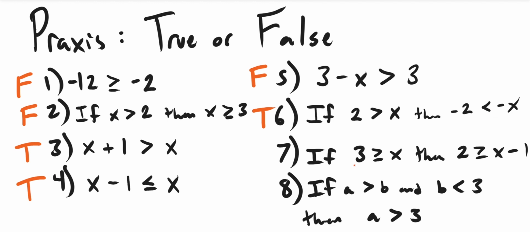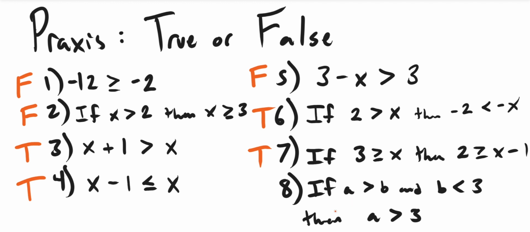How about 7? If 3 is greater than x, then 2 is greater than x minus 1. Greater than or equal to, yeah. So let's think about what we have to do on both sides. To go from 3 to 2, I had to minus 1. And so really what's happened here is I've minused 1 on both sides. That's something I'm always allowed to do, so this statement is true.